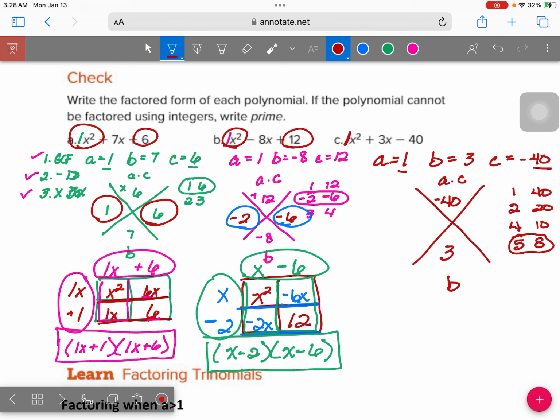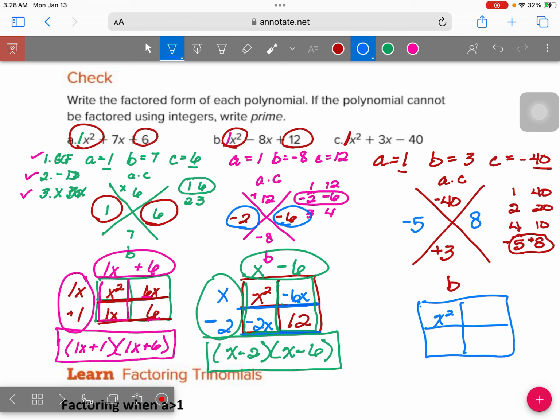And I see this. I know it's negative, so one's going to be positive, one's going to be negative, and because this one is positive, the larger number is also going to be positive. So that makes this a negative 5 and an 8. And I do my box or the square, whatever you want to call it.